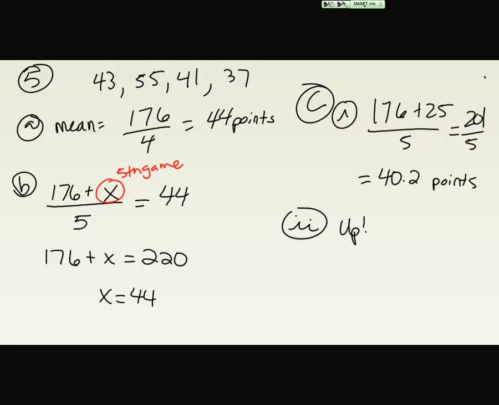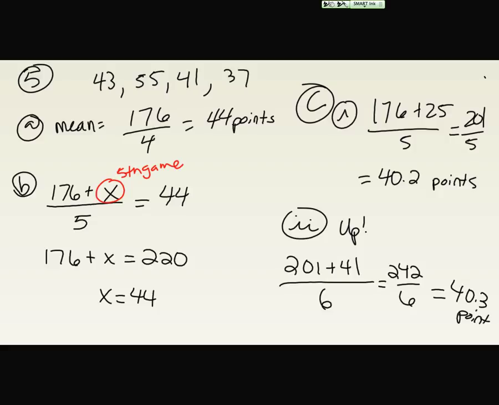So then, if it says also, okay, calculate the mean of all 6 matches, so 201 plus that 41 divided by 6, so this is the first 5, plus the 6th one. We end up with 40.3 points. So it just went up a little bit for that average.